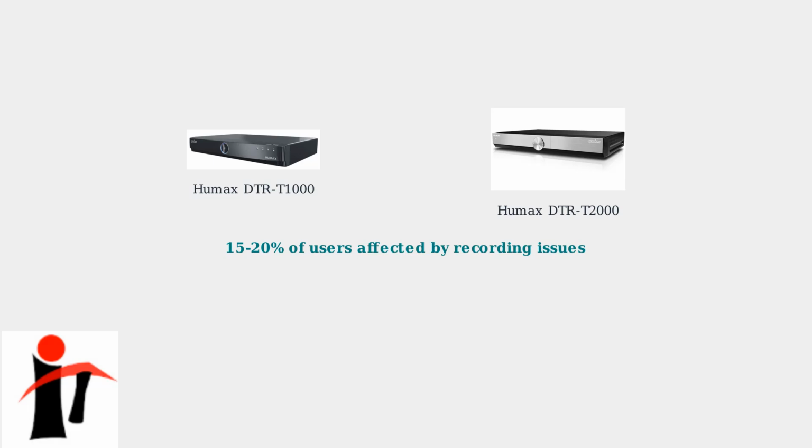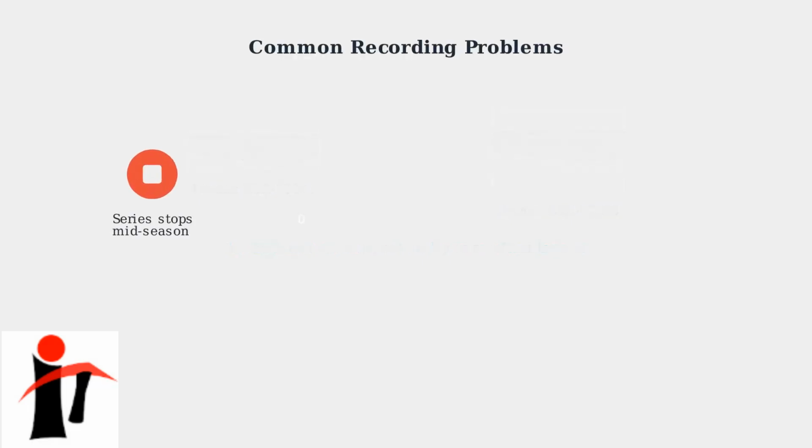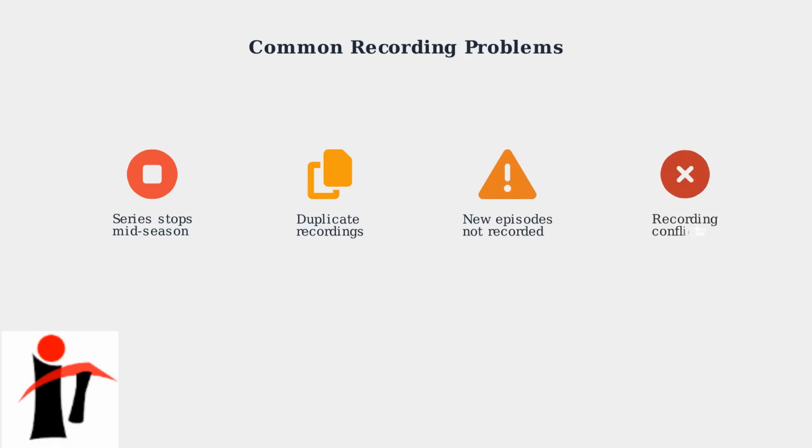YouView boxes like the Humax DTRT-1000 and TRT-2000, along with BTV boxes, continue to experience intermittent series recording failures. Even with recent software updates, approximately 15 to 20% of users still face these problems. The most common problems include series recordings that stop mid-season without warning, duplicate recordings of the same episode, failure to record new episodes despite active series links, and recording conflicts that aren't properly managed by the system.